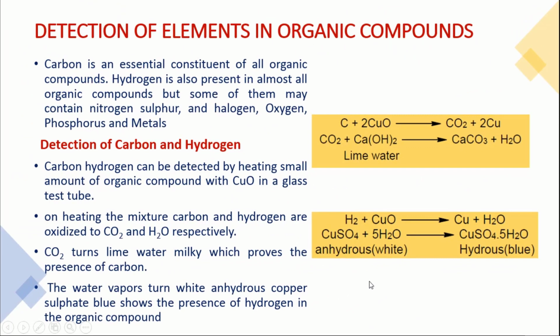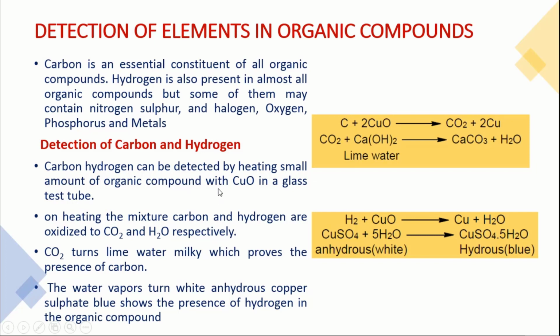Organic chemistry is the study of hydrocarbons. So we know that carbon is the essential constituent of all the organic compounds, and in addition to carbon, hydrogen is also present. But some of them may contain nitrogen, sulfur, halogens, oxygen, phosphorus and metals. So we have to perform tests to identify these elements.